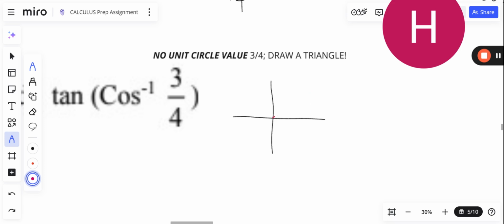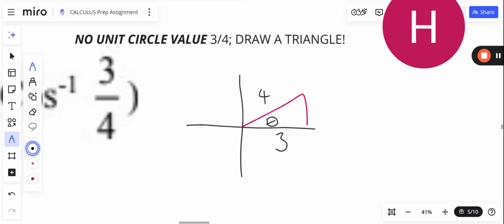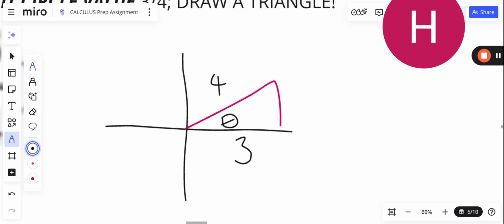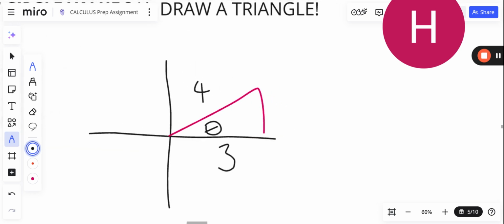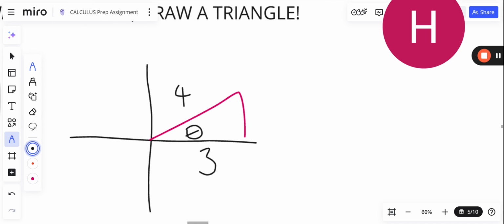And cosine inverse is telling us that we have some angle such that the cosine is equal to 3 over 4. This is not a 3, 4, 5 triangle. Do not fall for it. If you fell for it, I tricked you. This is not a 3, 4, 5 triangle. Can't make mistakes like that in the void. There's serious consequences. Now we're going to have to find this missing value.